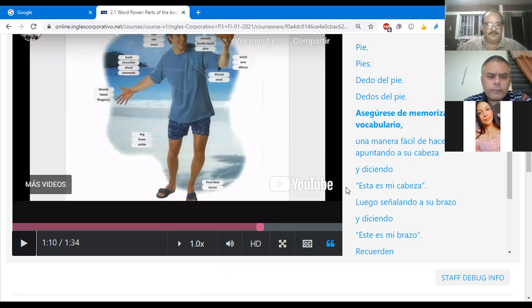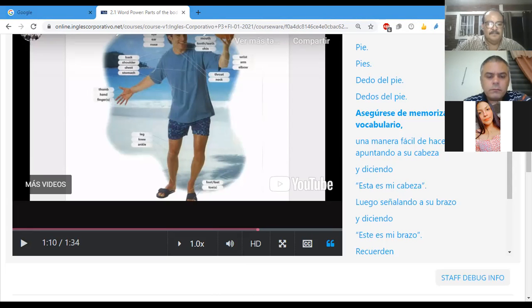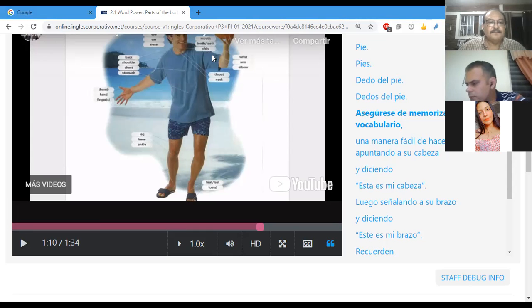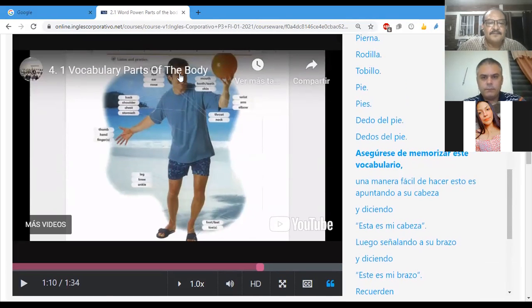Se lo voy a poner en el chat. Breast. Okay, that's for women. And for men, chest. What else? Shoulder. Hey, ¿qué pasó con mi intérprete? You were helping me. Shoulder. Hombro. Okay. Hombro. The back. Espalda. Espalda. Okay. Good. ¿En qué se nos quedó? Nada.